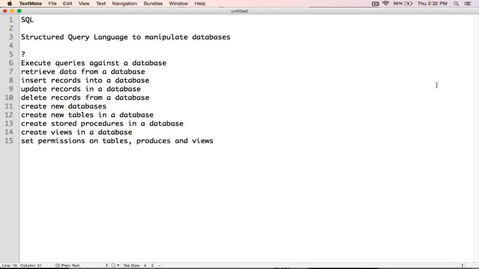So RDBMS stands for Relational Database Management System. It's the basis for SQL and for all modern database systems such as MS SQL Server, IBM DB2, Oracle, MySQL, and Microsoft Access. The data in RDBMS is stored in database objects called tables. A table is a collection of related data entries, and it consists of columns and rows.